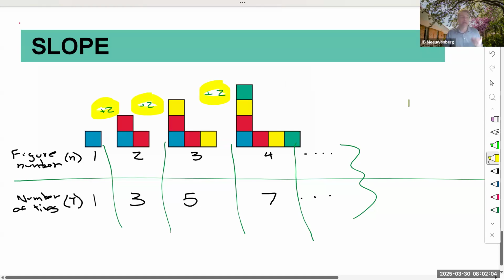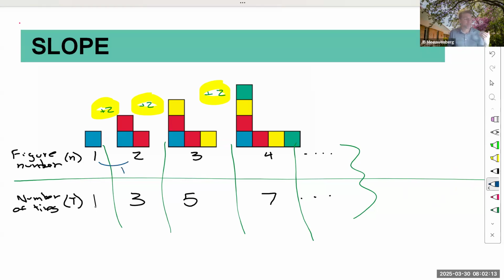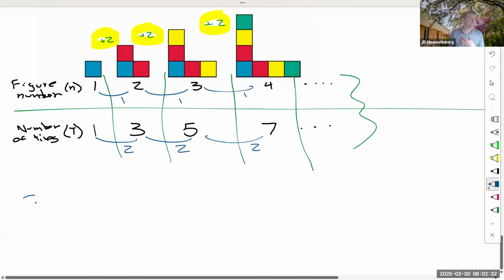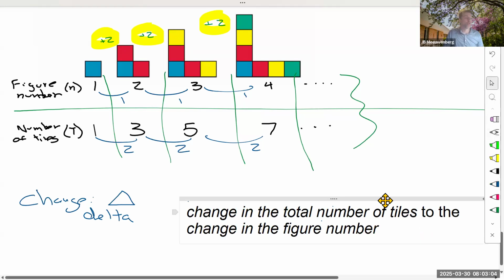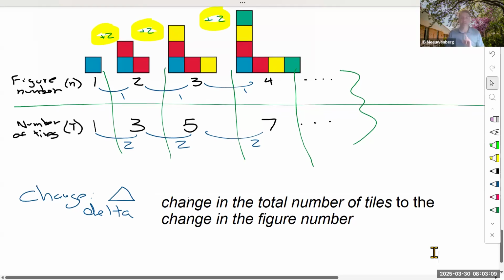One of the things you'll notice is that from one figure to the next, each time we were increasing by a constant rate. As we went up from one figure to the next by 1, our number of tiles increased by 2. 1 here, 2 here. So again, that is called a constant rate of change. And in math, one of the symbols that we use for change is this triangle. It's a Greek letter, delta, and that is a symbol that's frequently used. When we examine this picture, we describe this ratio of change as, I'm going to type it here, the change in the total number of tiles compared to the change in the figure number.